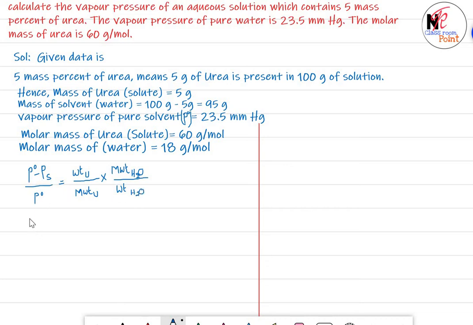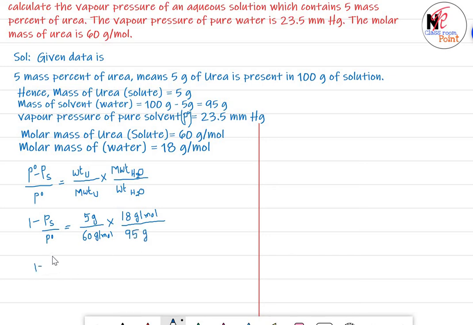So let's simplify this form as 1 minus PS by P naught is equal to the weight of solute. Weight of solute is how much? That is the mass of the solute, 5 grams. So it is 5 grams divided by the molecular weight of the solute, urea, that is 60 grams per mole, into the molecular mass of the water, 18 grams per mole, divided by the mass of the water, here we have written, that is 95 grams.